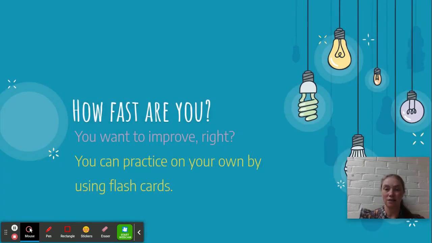How fast are you? I know you're getting faster every day, but you still want to improve, so you have a couple of things that you can do. You can make your own flashcards. You can go on Reflex Math. You can practice with a partner in your family.